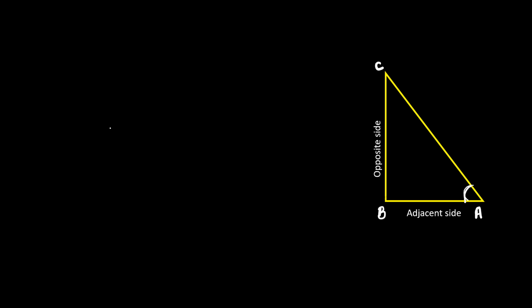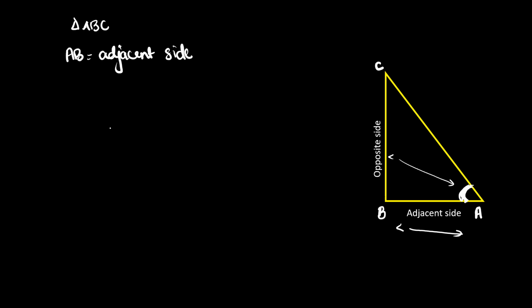So consider the triangle ABC. Here take the angle A. The side that is adjacent to this angle A is AB. AB is the side that is adjacent to angle A. So AB is the adjacent side. And the side that is opposite to angle A is BC. So BC is the opposite side.